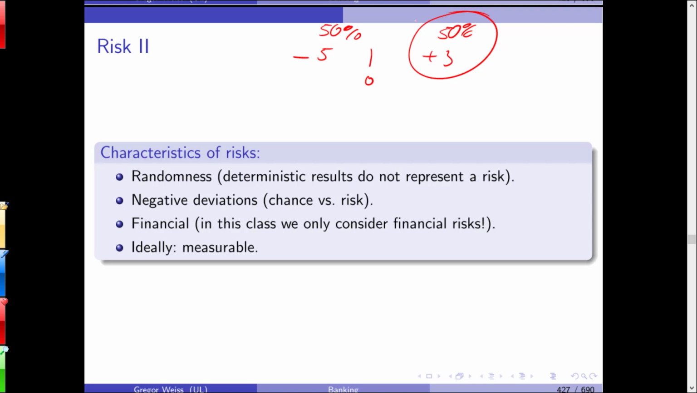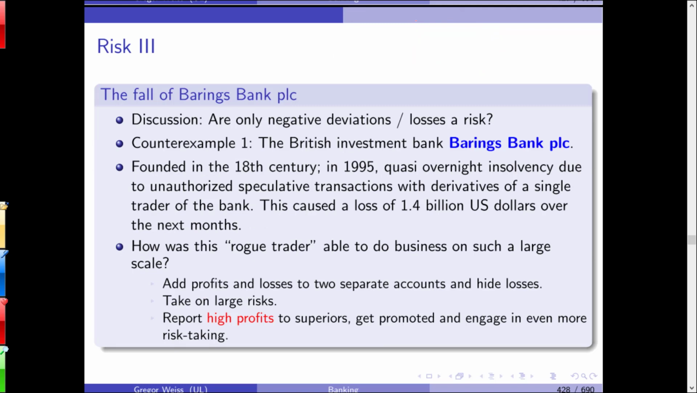Financial, we only consider financial risk, and ideally risk is measurable. You can measure it. Two examples will highlight this difference between positive and negative deviations from a previously defined target value. The first example is the fall of Barings Bank. Does anyone remember Barings Bank? Probably not.